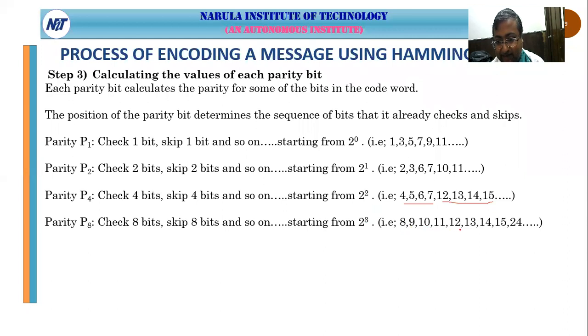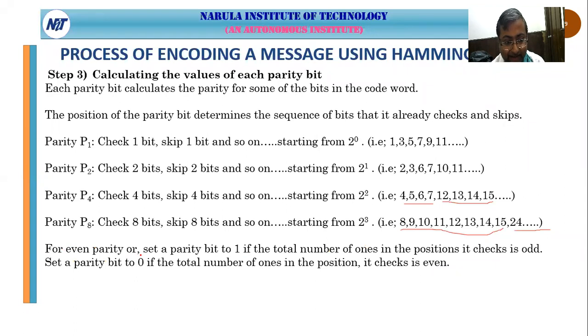So 8, 9, 10, 11, 12, 13, 14, 15, and then 16, 17, 18, 19, 20, 21, 22, 23. So considering 8 bit, skip 8 bit, then again consider 8 bit, if the code word permits.